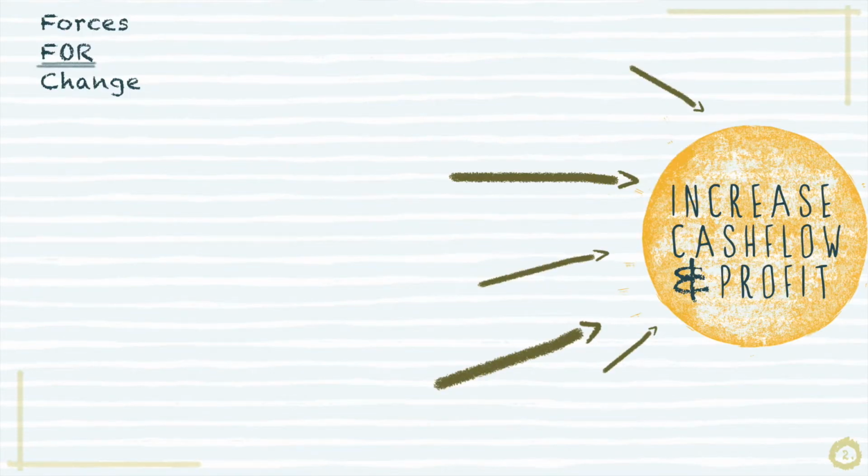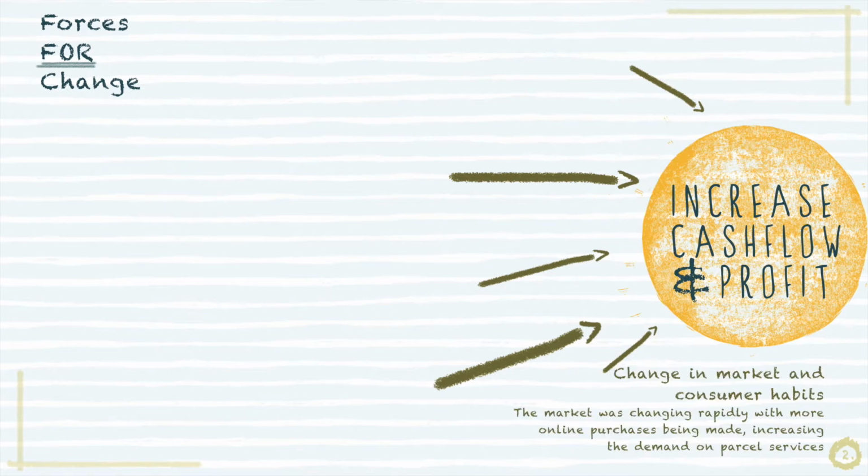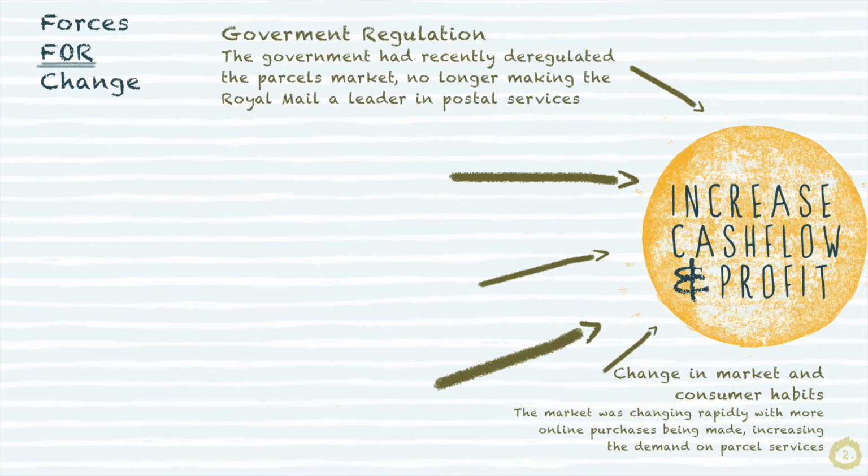Although they had just come under new management, most of the forces for change really would have been external factors. For example, a change in the market and consumer habits. The market was changing rapidly with online purchasing and e-commerce platforms popping up, and this increased the demand on parcel services and couriers. Royal Mail needed to develop systems to keep up with this demand. Government regulation had recently deregulated the parcels market, no longer making Royal Mail a leader in postal services.